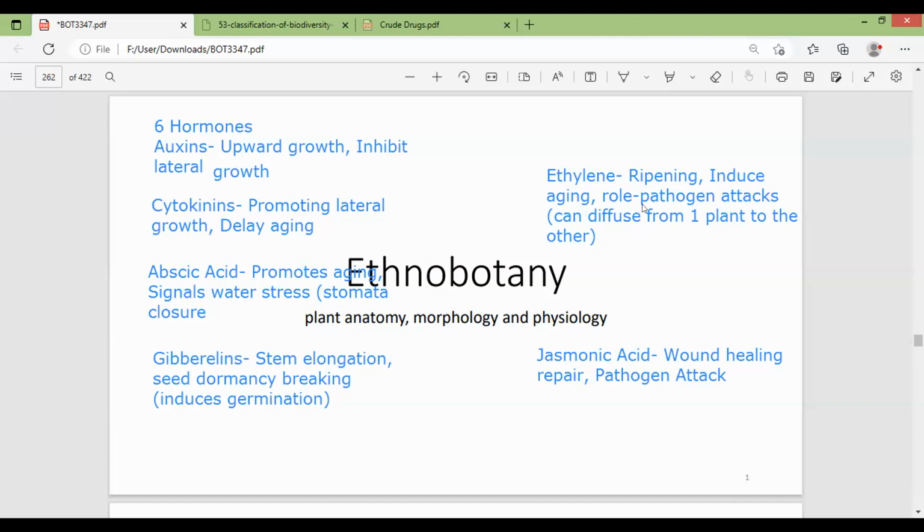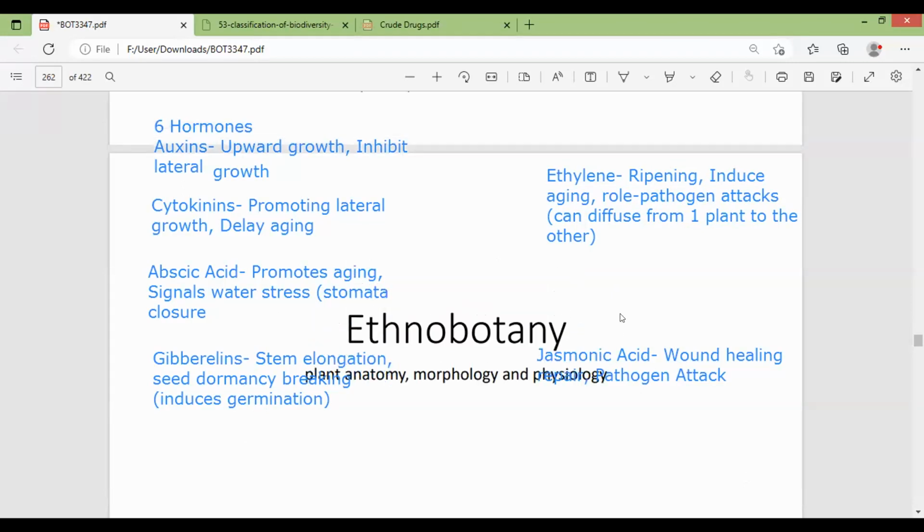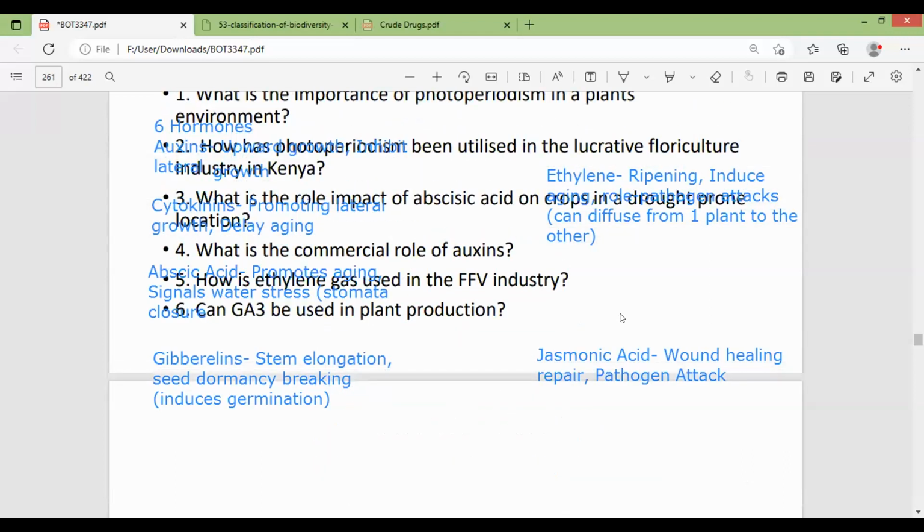Ethylene, we already said ethylene, ripening of the fruits, and of the plant in general, but also has a role in pathogen attacks because it can diffuse from one plant to the other, signaling that there's an attack going on. Jasmonic acid, wound healing and repair, and also in the pathogen attack. Unless someone has something to add in terms of physiology, that will be it.